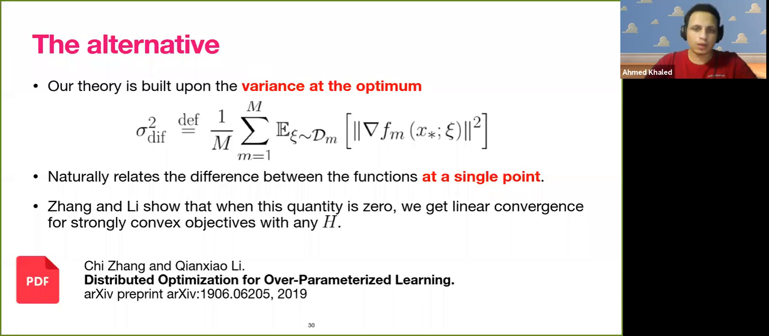So here we just say, okay, we look at the expected magnitude of the stochastic gradient on each node at only one point, which is X star. And now we have a local guarantee. It's just a single point, and this is easily verified to be finite. And there is no contradiction with quadratics in the same way. So there is this nice paper by Ki Zhang and Xiangyao Li, in which they show that when this quantity is zero, we do get the fast convergence gradient descent. And our results can be seen as a generalization of this.